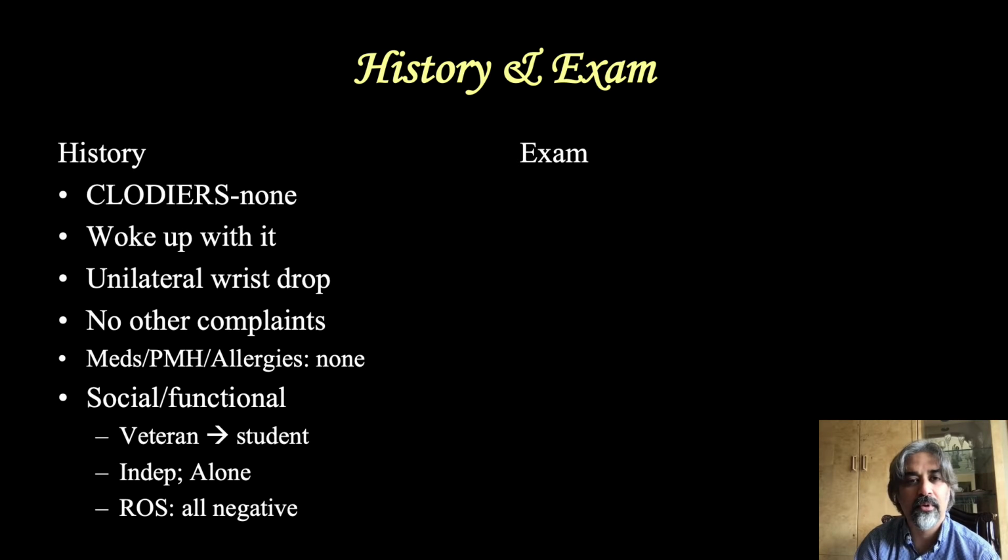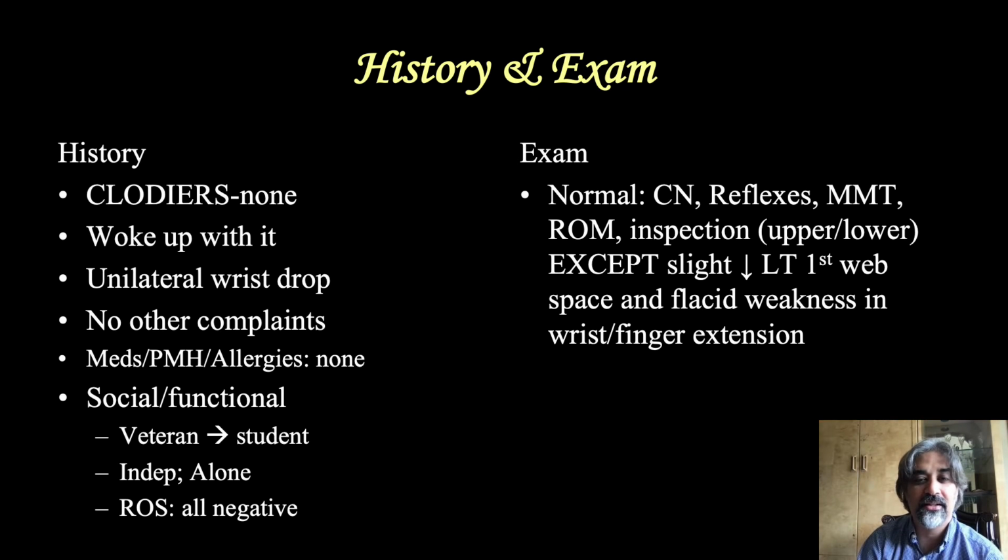So on exam, this is when I would pause again and ask what you guys want to know about. In his case, his neuro exam was essentially normal for cranial nerves, reflexes, manual muscle testing, range of motion, and inspection of the uppers and lowers, except he had slight diminished light touch in his first web space and flaccid weakness in the wrist and finger extensors.